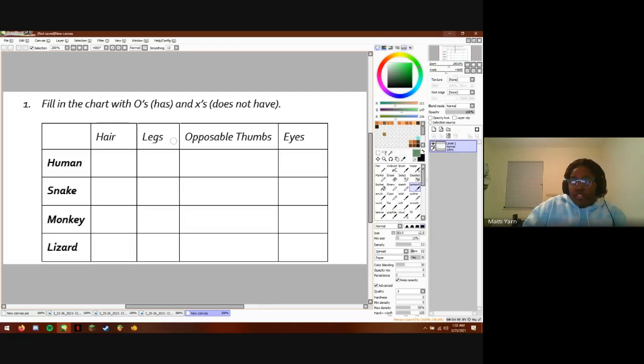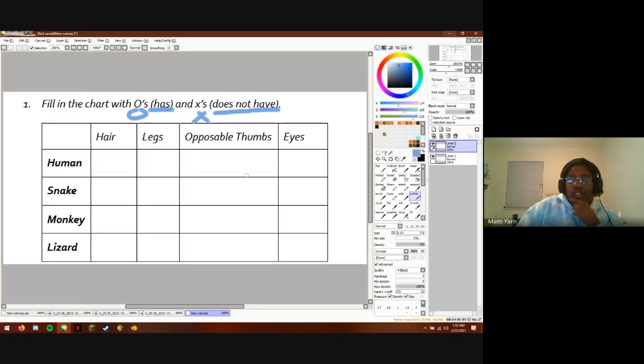We got hair, legs, opposable thumbs, so that means thumbs like these, because opposable means it can do this, right? And then we got eyes. Pretty cool. So let's take a look, and it might not be as pretty, but we're going to use the same thing. Let me make sure I got the right outline. All right, I'm gonna make another layer here. There we go. So if it has it, it's going to be an O. If it does not have it, it'll be an X.